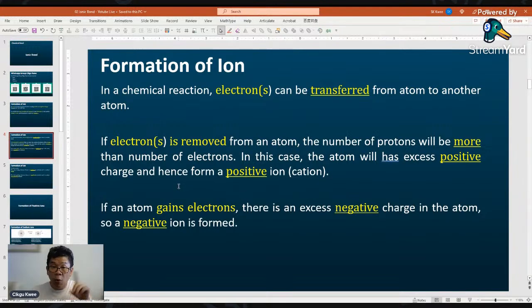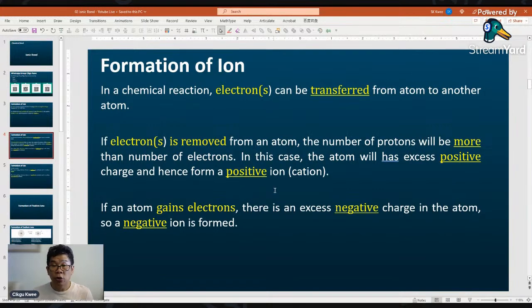In the case where an electron is removed, it means we take an electron out of an atom. The number of protons will be more than the number of electrons. If you still remember, we said just now that the number of protons and the number of electrons in an atom should be the same. But if we take out electrons, leaving the protons inside, then the protons will be more than the electrons. In this case, the atom has an excess positive charge. The positive charge is more than the negative charge, and the ion formed is a positive ion.